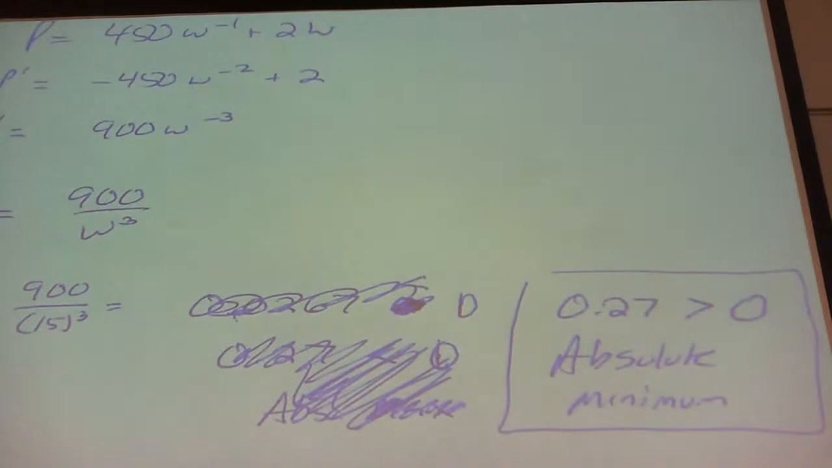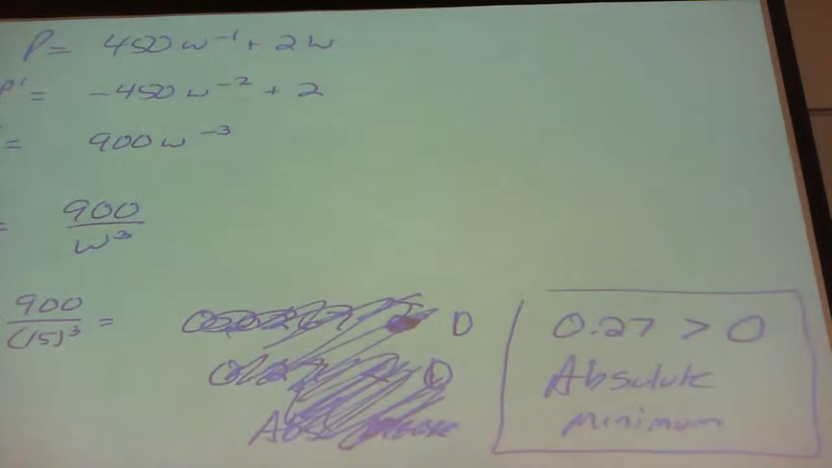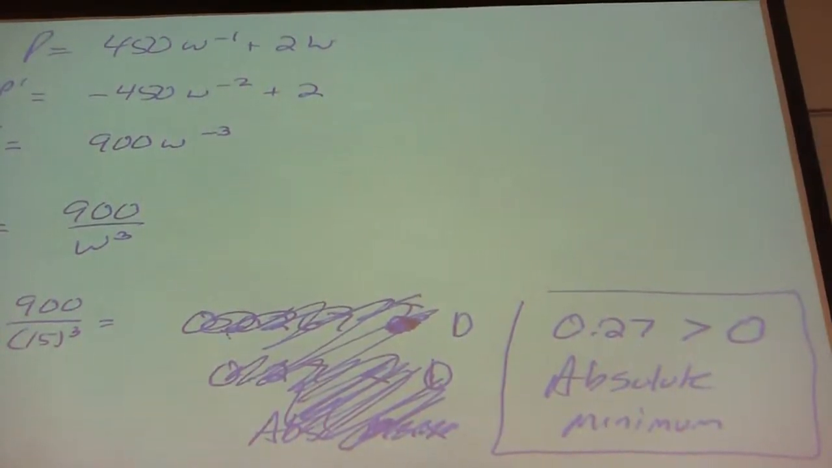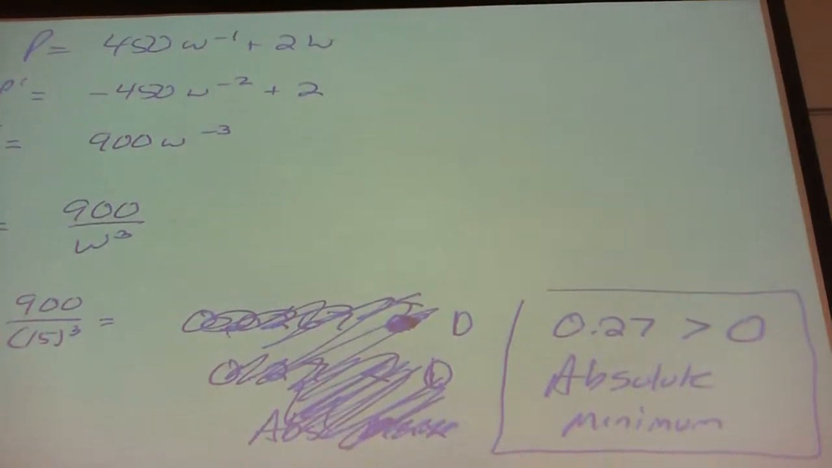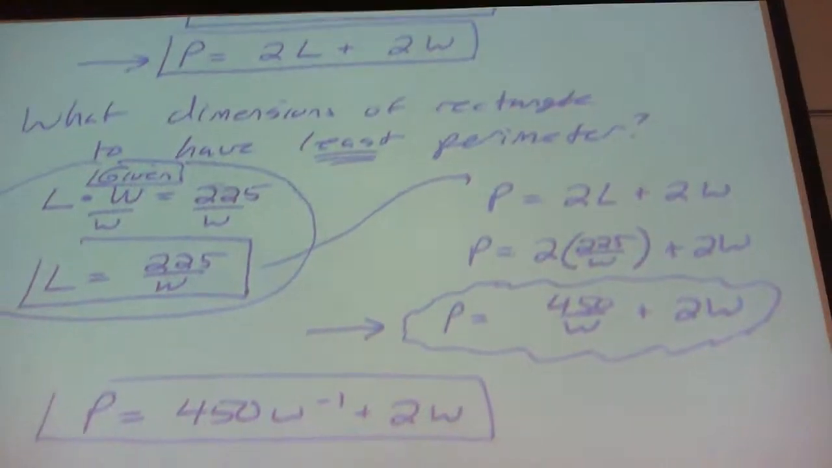Again, this is bonus. To verify if the 15 is an absolute max or an absolute min, you take the 15 and plug it into the second derivative. If the result is greater than 0, you have an absolute minimum. If the result is less than 0, you have an absolute max. And again, I think this is nice to know. The real work is right here.